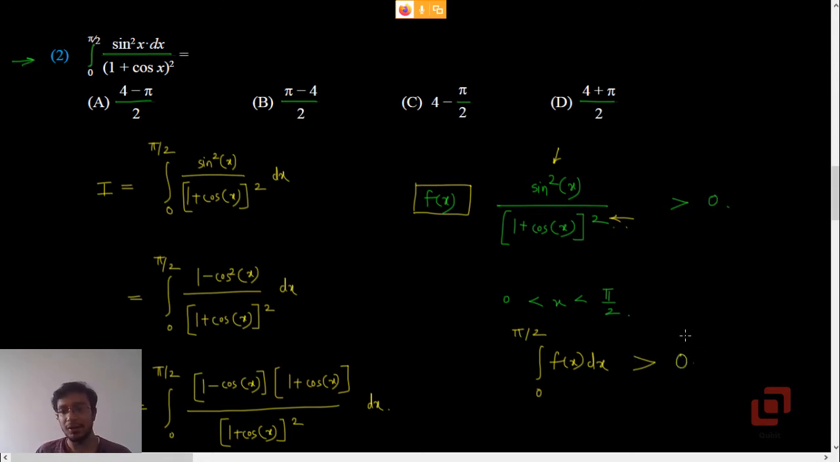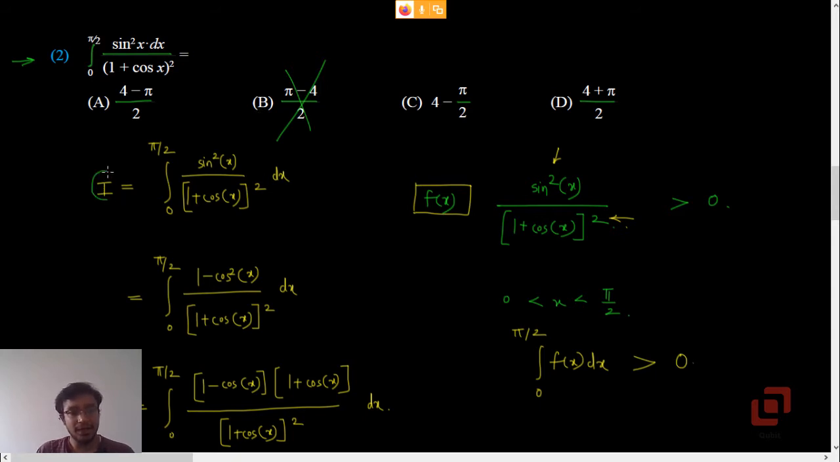So let us try to filter out the incorrect options. A is a potential candidate for the correct one because 4 minus pi is greater than 0. We can definitely rule out B now, right? Because pi minus 4 is definitely less than 0. We cannot do anything to C and D because both of them are positive. So we have at least filtered out one of the options. Let us now go to the actual solution.